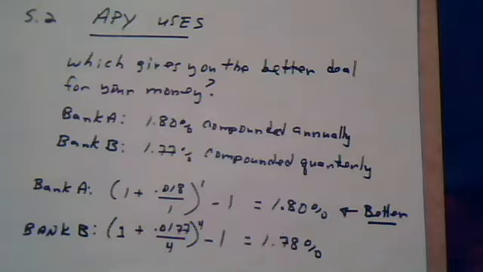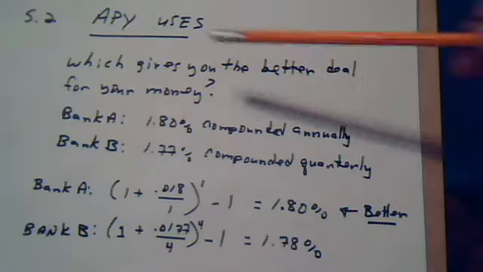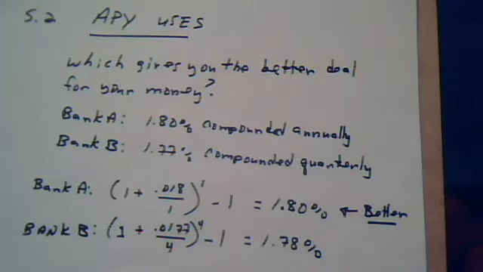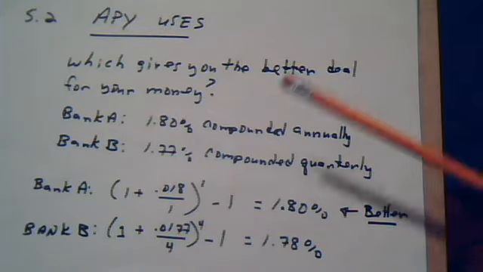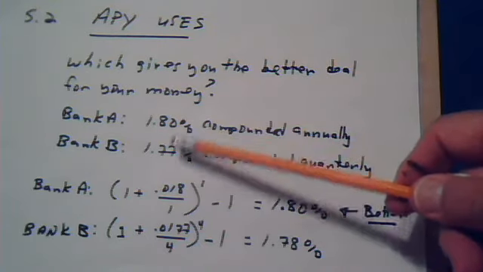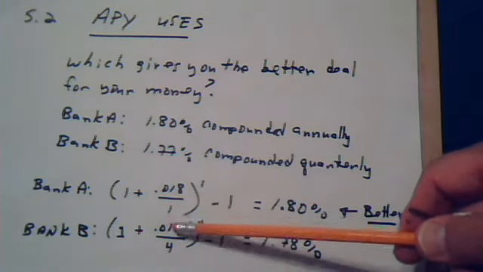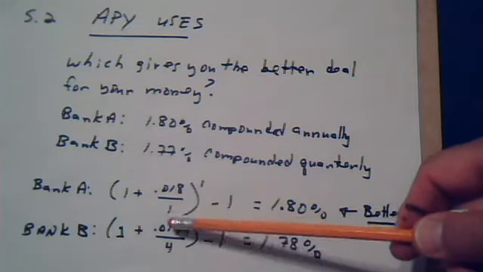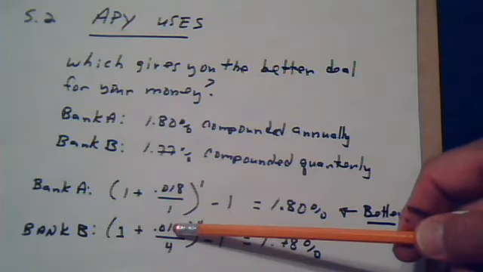So it turns everything into an annual rate. For example, we're going to use it here. Which gives you the better deal for your money? Bank A, 1.80% compounded annually, or Bank B, 1.77% compounded quarterly. So you run it through this APY formula. Notice these are the rates. The R's go right here on top in the numerator position.